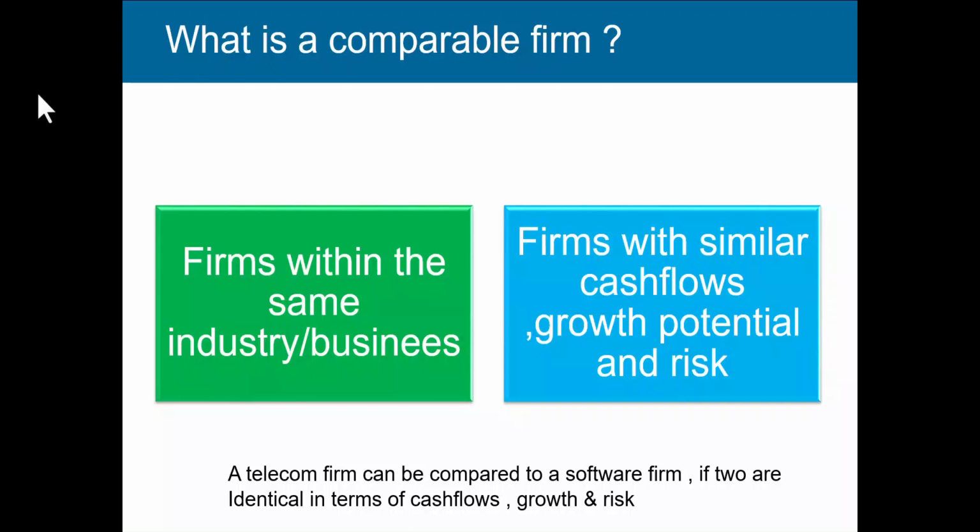Okay, a telecom firm can be compared to a software firm if the two are identical in terms of cash flows, growth, and risk. Fine. So basically, the most important ones are cash flows, growth, and risk. And growth and risk are easily, I mean, we can always compare.